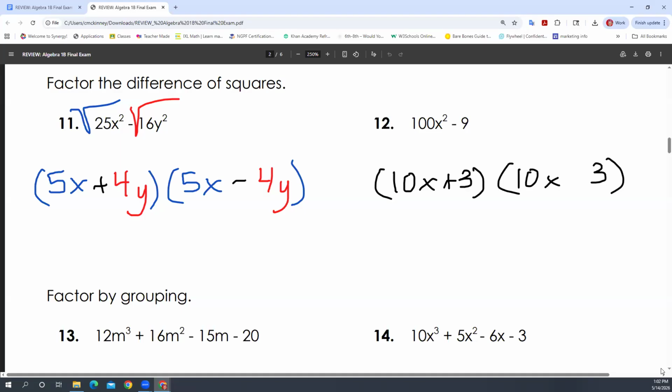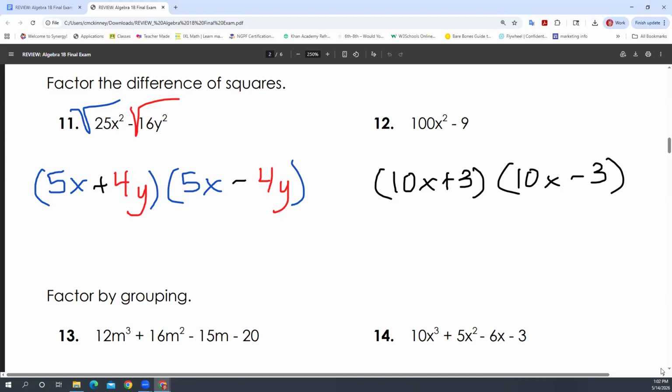This time, sorry, my plus sign looks a little wonky there. This time we only have one variable. So the square root of 9, just 3 and negative 3. We don't need a y with that because the beginning didn't have a y.